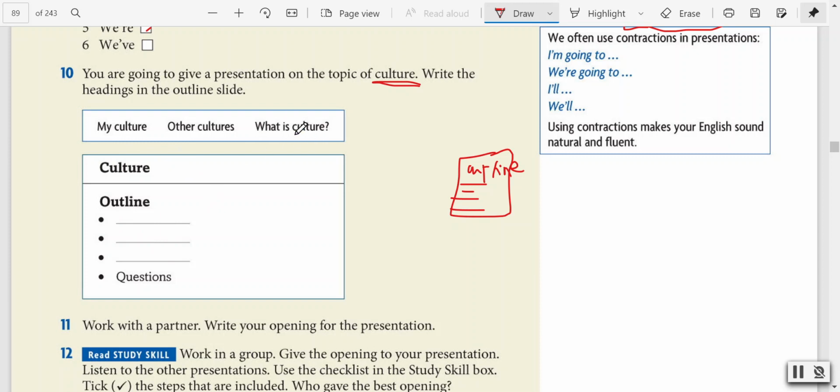For example, what is culture? Number one, in here, what is culture? I want to mention this. I want to discuss this one. What is culture? Number two, I want to talk about, okay, my culture. I want to discuss my culture. And number three, other cultures. And the last one, number four, questions. Any questions?